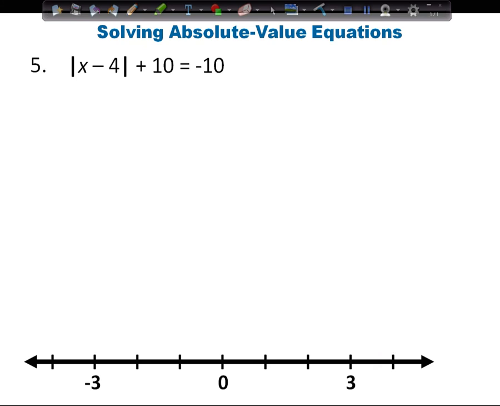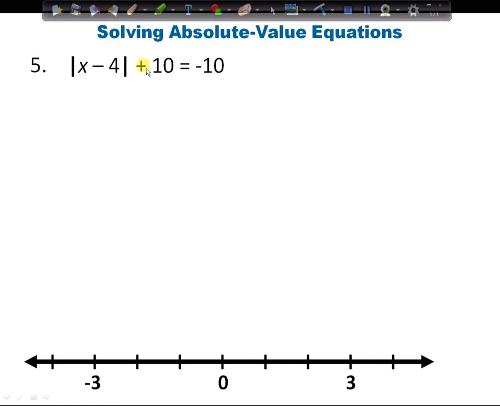Go ahead and write down number 5. It says the absolute value of x minus 4, plus 10, equals negative 10. Now, if we look at this, we have a tendency to go, oh, there's a negative, so there's no solution. That's not true. We have to get the absolute value bars by themselves before we can determine how many solutions we're going to have.